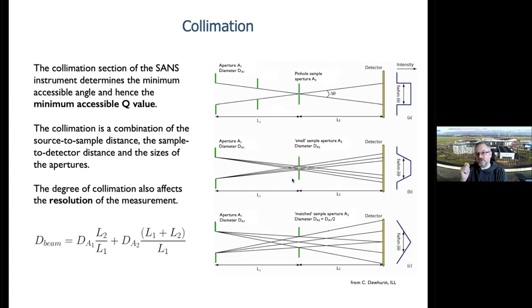Thankfully, as you'll have seen today, the scattering intensity goes up significantly as you go to lower Q values in most cases. And so you don't lose as much intensity as it first appears. And there's an equation here that you can use to figure out what the diameter of the beam will be given all the other parameters.